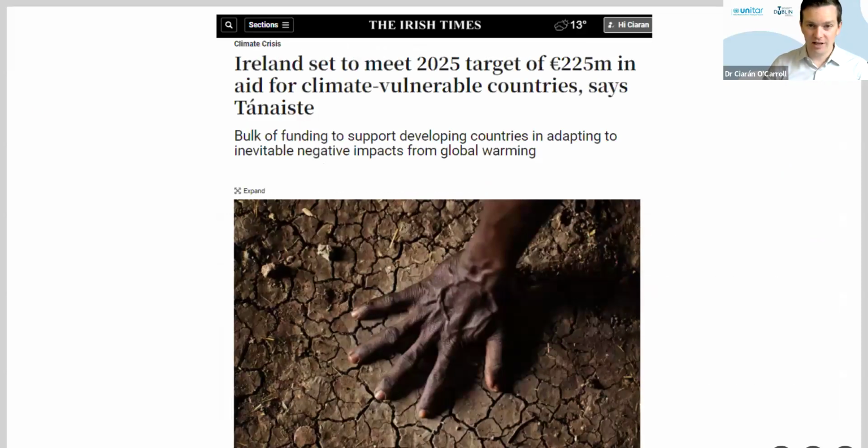At an Irish level, I'm pleased to say, thankfully, that in Ireland we have given our fair share of money into the $100 billion pot, meeting our climate finance targets. But in many countries, this is not happening, of course.